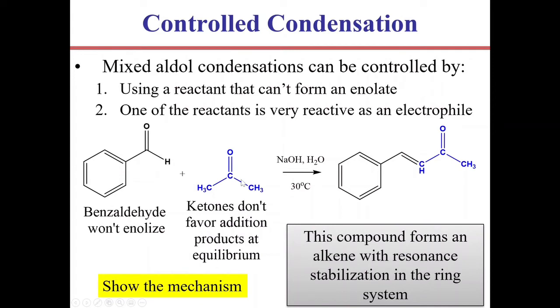So this is a mixed aldol condensation reaction where the mixing doesn't cause any problems, because this thing can't make an enolate, and this thing will only react as an enolate. It won't accept electron density. So we enolize this acetone, it forms the enolate, it plugs into this aldehyde, and then we go through the condensation step to knock off the hydroxide. Let's show the mechanism for this reaction instead of me just waving a cursor at it.